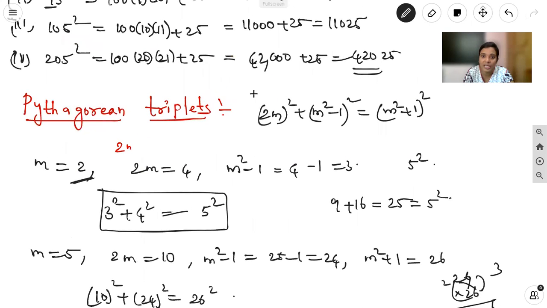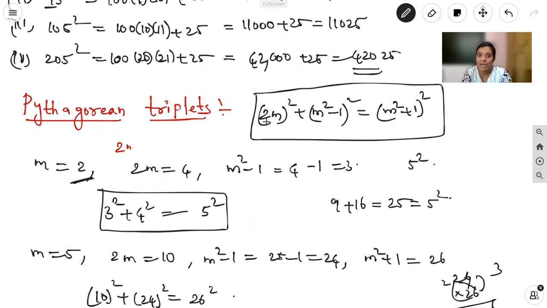That relation is the Pythagorean relation, or Pythagorean triplets. (2m) whole squared plus (m squared minus 1) whole squared equals (m squared plus 1) whole squared. Here the numbers are 2m, m squared minus 1, and m squared plus 1. These three numbers satisfy the relation, that is the Pythagoras' theorem relation.